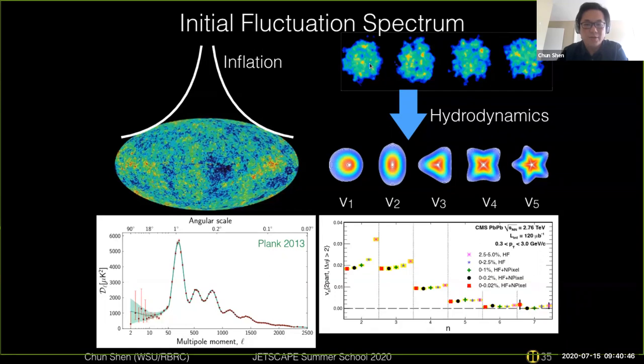In heavy ion collisions, we have event-by-event fluctuations from the initial state. Instead of going through inflation models, we go through hydrodynamics to convert these spatial fluctuations into momentum space. And these imprint into the vn coefficients that can be measured in the experiments. Unlike in cosmology, in heavy ion collisions we cannot go to that large a number of harmonics. We only go up to n equals 7.